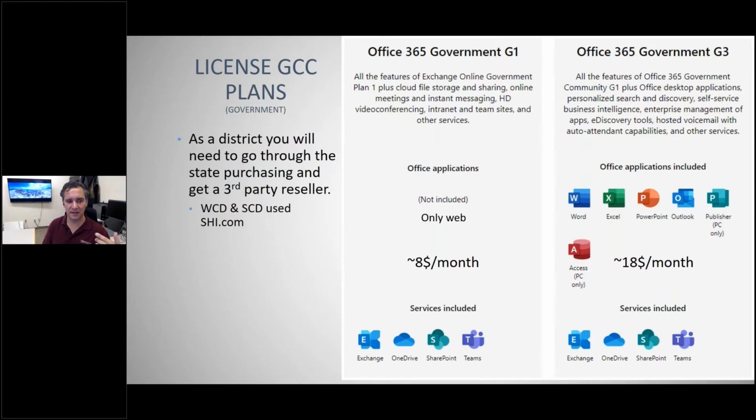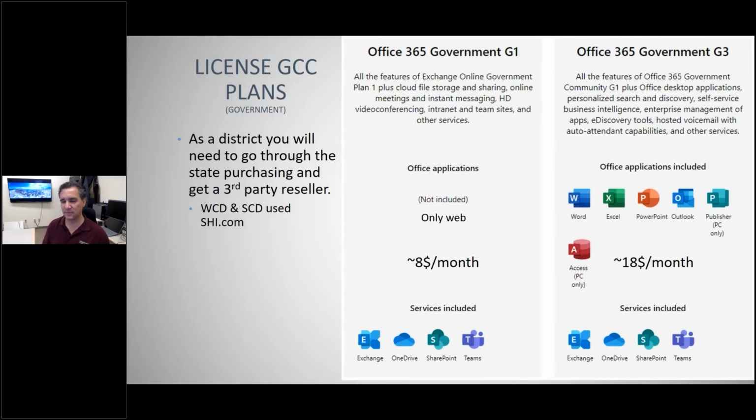Both WCD and Skagit CD use shi.com, SHI, and you have to essentially purchase it all in one year, a year subscription, and so you pay it once a year. The two subscriptions that are usually used are the G1 and G3. A G1 is essentially you get email and all the online systems. That is what Whatcom CD uses, and it's approximately $8 a month.